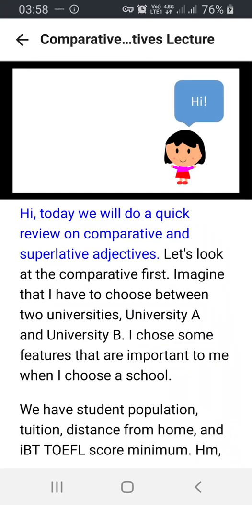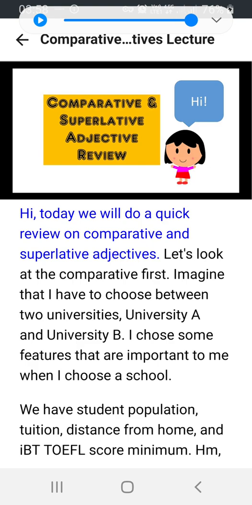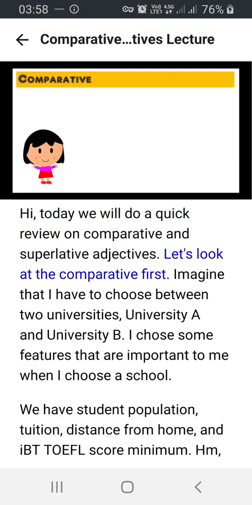Hi! Today we will do a quick review on comparative and superlative adjectives. Let's look at the comparative first.